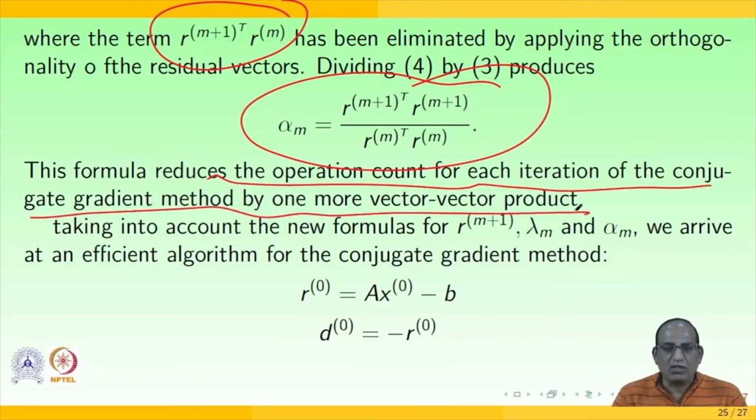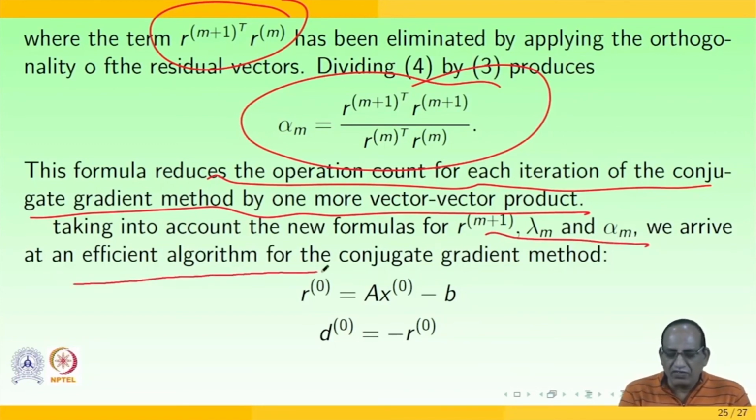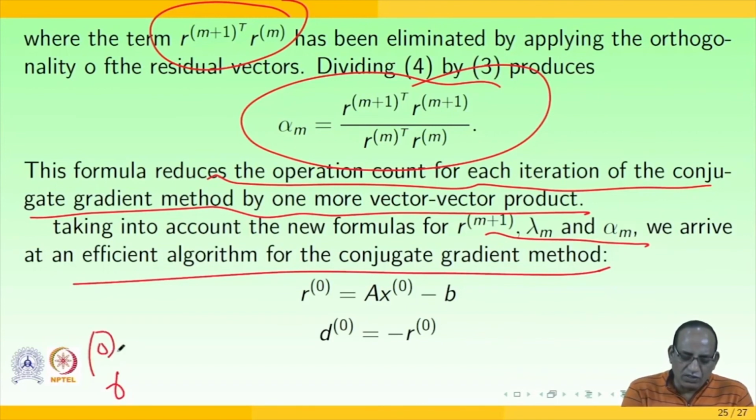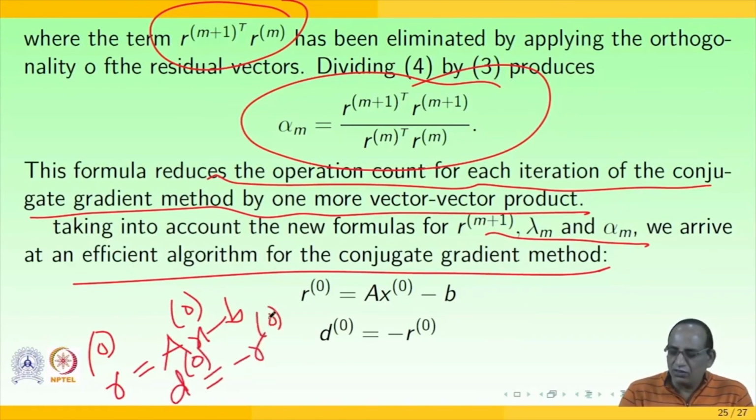Taking into account the new formulas for r of m plus 1, lambda m and alpha m, we arrive at an efficient algorithm for the conjugate gradient method. So, you will have r of 0 equal to A x of 0 minus b, and d of 0 is nothing but minus r of 0.